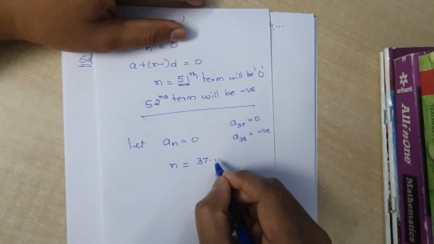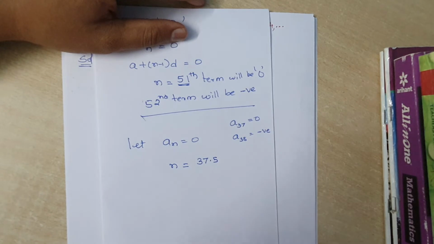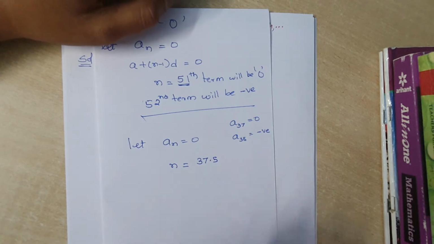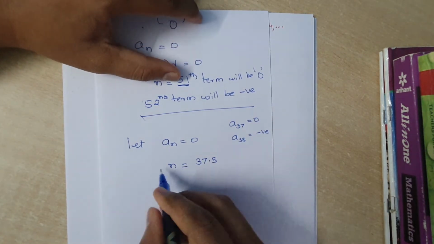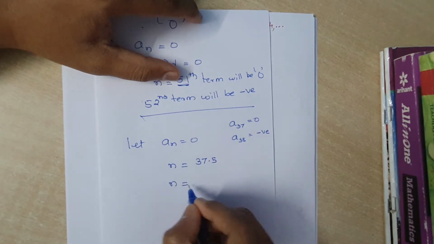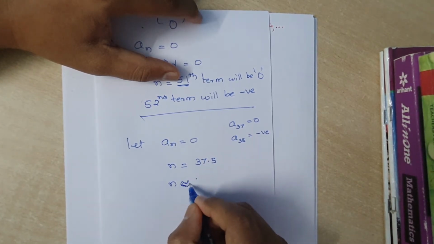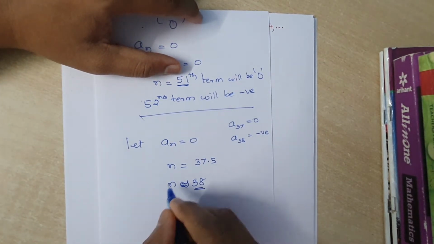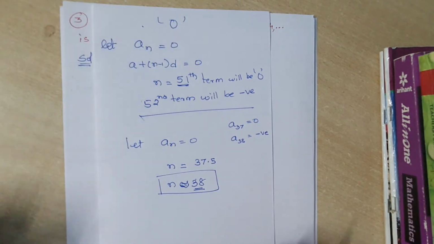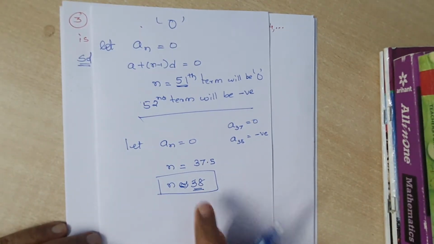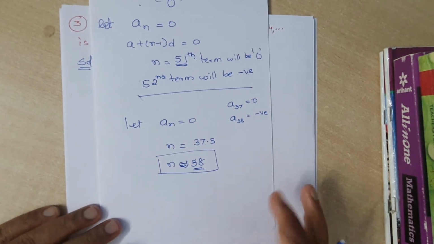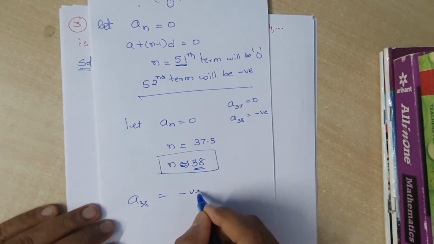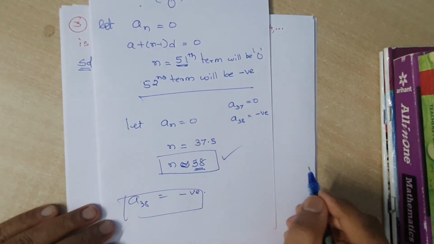ബട്ട് വാട്ട് ഇഫ് ഇറ്റ് ഈസ് 37.5 or 37.6, 37.2? അപ്പോൾ ഡെസിമൽ വാല്യൂസിൽ വന്നു കഴിഞ്ഞാൽ നമ്മൾ എന്ത് ചെയ്യും? അതിൻ്റെ നെക്സ്റ്റ് നമ്പർ എടുക്കും. സോ n is approximately equal to 38. സോ നമ്മൾ 38 എന്ത് കിട്ടും? 38th ടേം കിട്ടും. സോ നമ്മൾ ആ 38th ടേമിൻ്റെ വാല്യൂ ജസ്റ്റ് ഒന്ന് ചെക്ക് ചെയ്യുക. വെരിഫൈ ചെയ്യാൻ വേണ്ടിയിട്ട് നമുക്ക് A38ൻ്റെ വാല്യൂ ഒന്ന് ചെക്ക് ചെയ്ത് നോക്കുക. അത് നെഗറ്റീവ് കിട്ടുന്നുണ്ടെങ്കിൽ യെസ്, അവർ ആൻസർ ഈസ് കറക്റ്റ്.